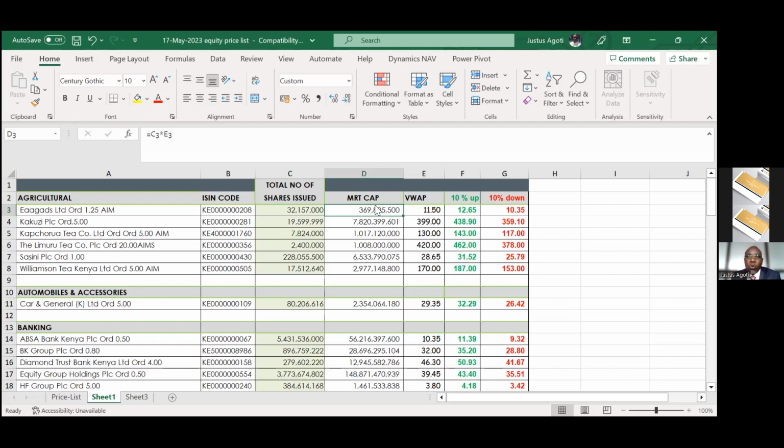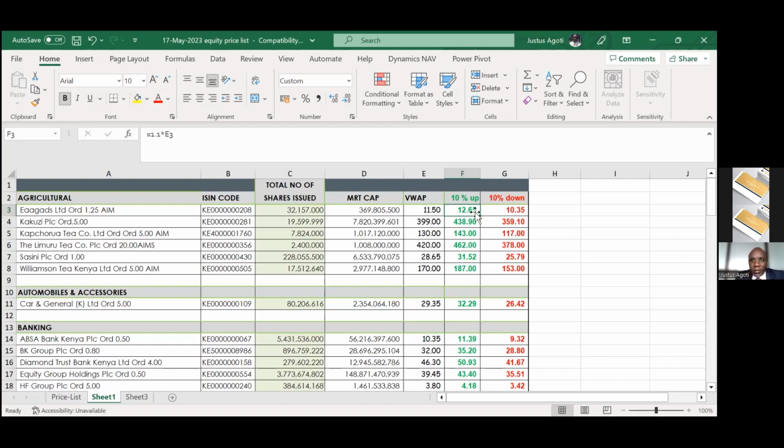The market cap would be the average price on the day times the total number of shares that are issued. So for example, if you multiply this by this, you should get the market cap figure, right? This one tells you market cap has gone up compared to the previous trading session. 10% up or 10% down are the margins that if a share goes beyond 10%, then there's a market close, because it means that share has gone up or down by a significant margin. Otherwise, it should stay within the 10% margin.